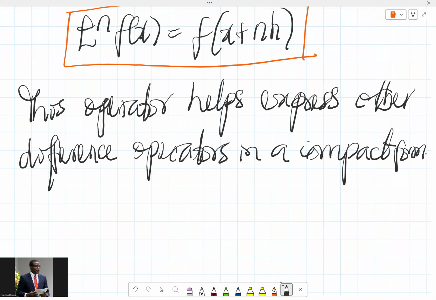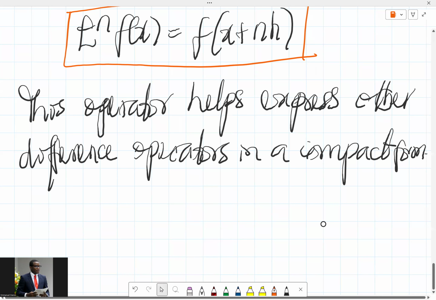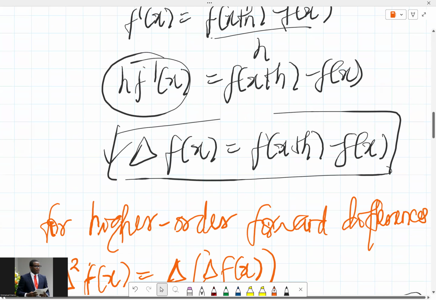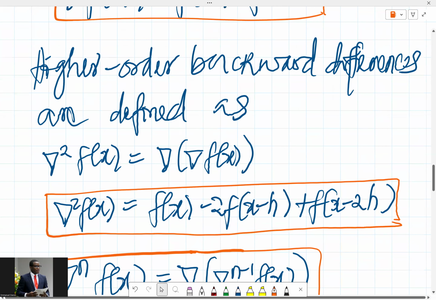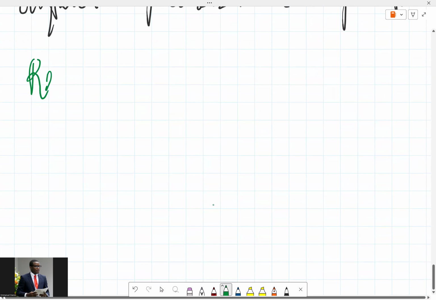So that's what the shift operator helps you to do. The shift operator comes into play to show the kind of connection between all the operators. Since we have now considered types of difference operators, let's move ahead and look at relationships between the operators. They can be related.